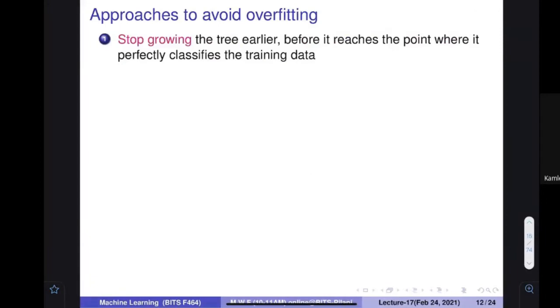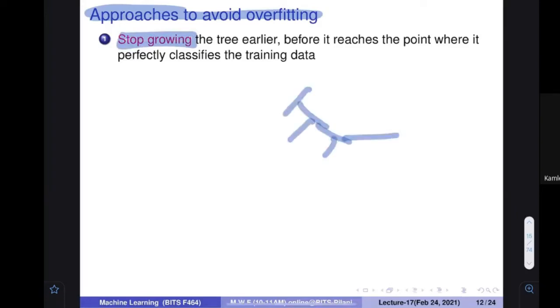Okay, so what are the approaches to avoid overfitting? How can you reduce the overfitting? What could be the approaches? One is to stop growing. Means when you are building the tree, you stop growing after some time. You say that I would not increase the size. Okay, so how can you do that? How would we understand what is the right time to do that?